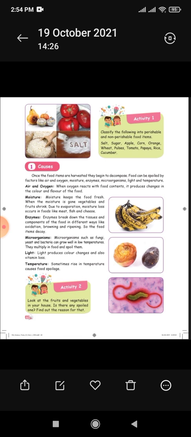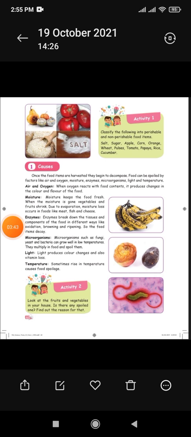The next one is moisture. Moisture keeps the food fresh. If the moisture is gone, meaning it has evaporated, vegetables and fruits can shrink. You can see this in the picture. See that orange, it loses its moisture, so the outer cover starts to shrink. So moisture is the second cause for food spoilage.